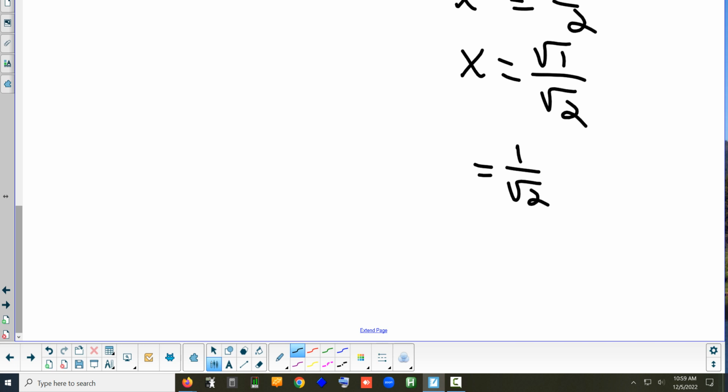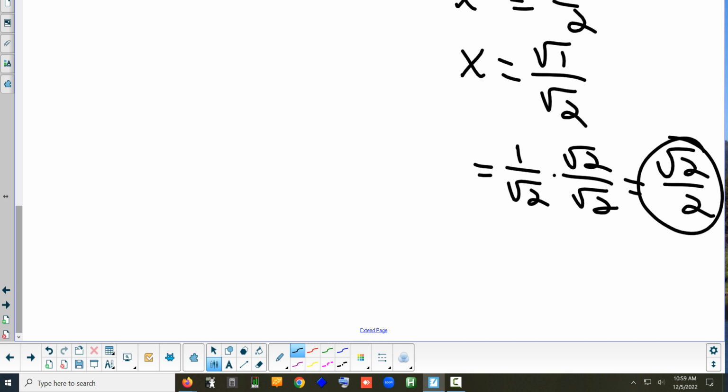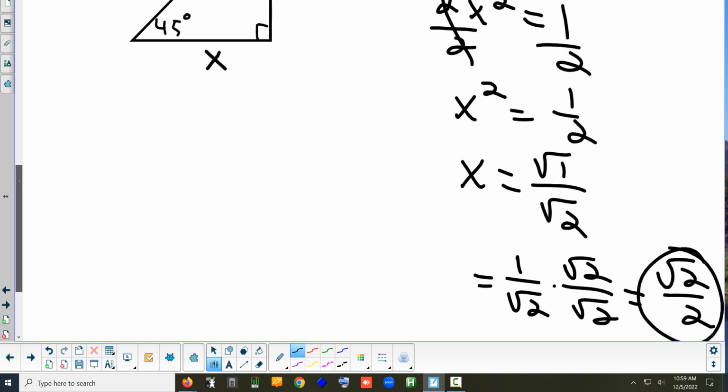But what's wrong with that? Yeah, we don't want to leave that radical. So what can you multiply top and bottom by to fix that? Square root of 2. So square root of 2 over square root of 2. And what would that give me? Square root of 2 over 2. So now we know what x is. It's the square root of 2 over 2.